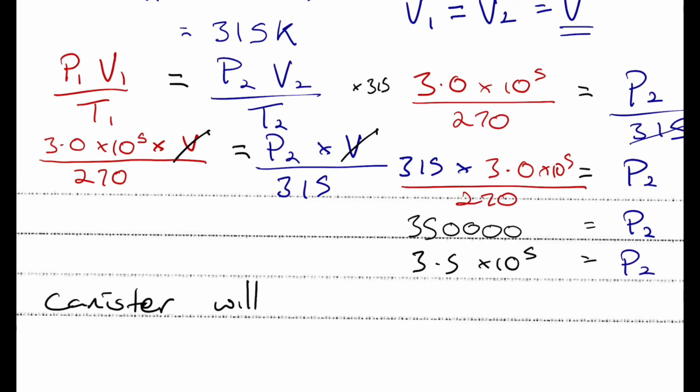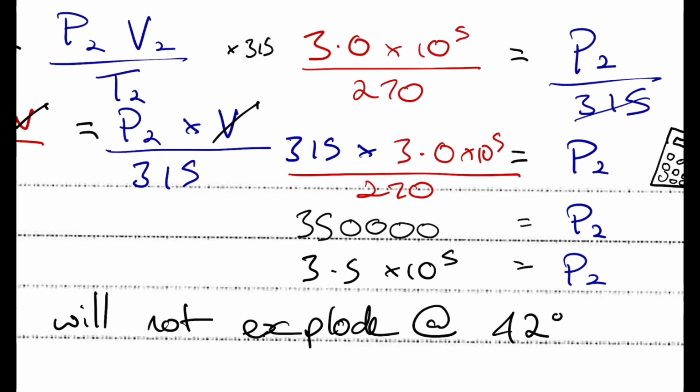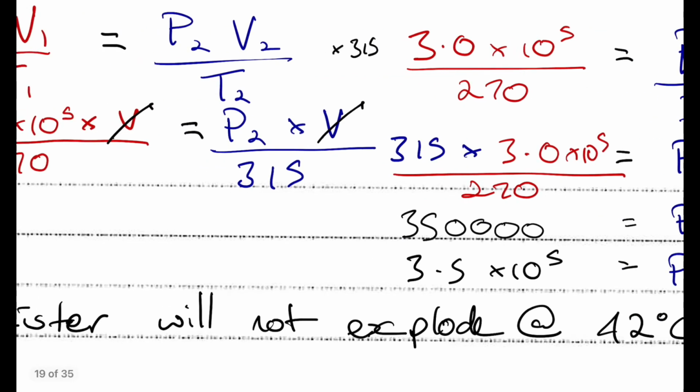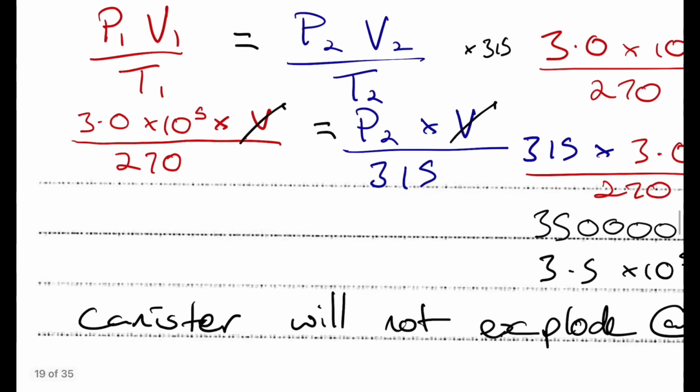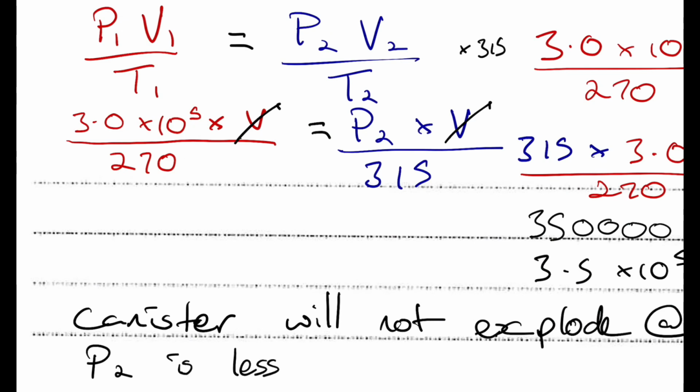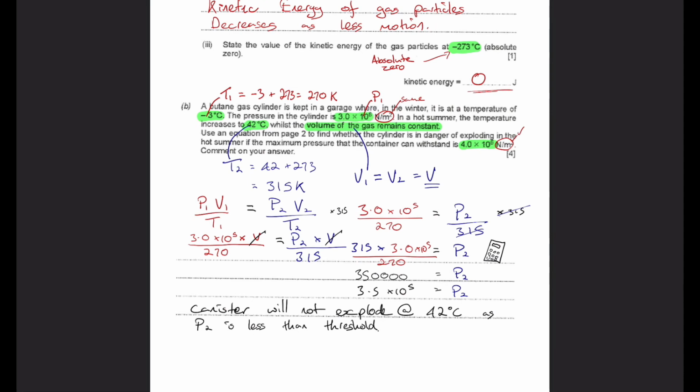Now, we've done the hard bit, but we haven't finished the question yet. It asks us, will the container be able to handle that pressure? Now, it tells us that the maximum capacity of that container is 4.0 times 10 to the 5 Pascal, and our pressure only reaches 3.5 times 10 to the 5 Pascal. So the canister will not explode at 40 degrees Celsius, 42 degrees Celsius even.